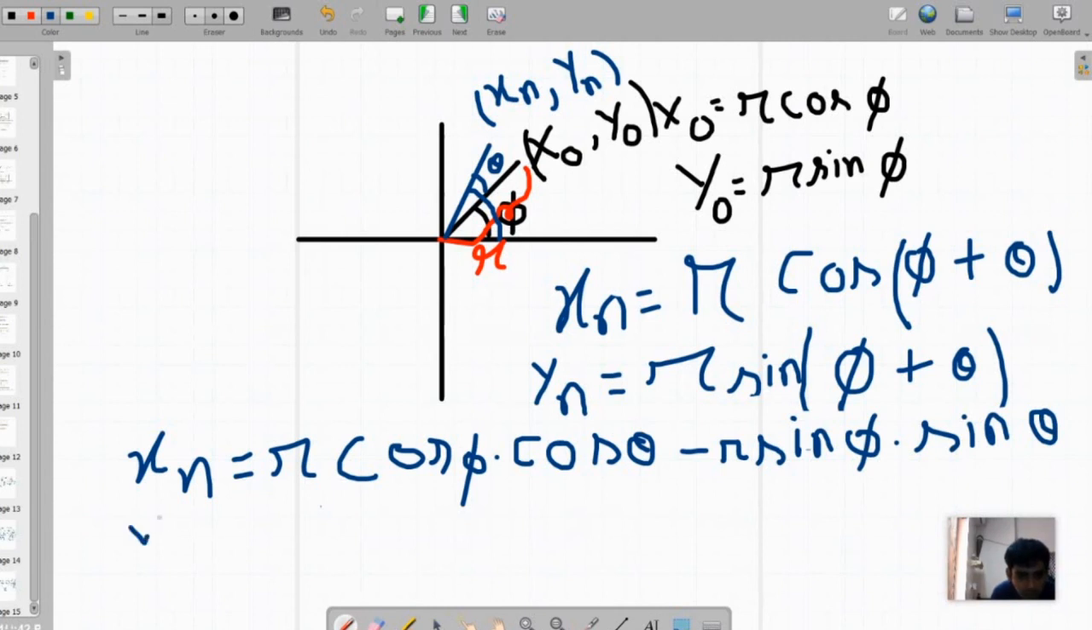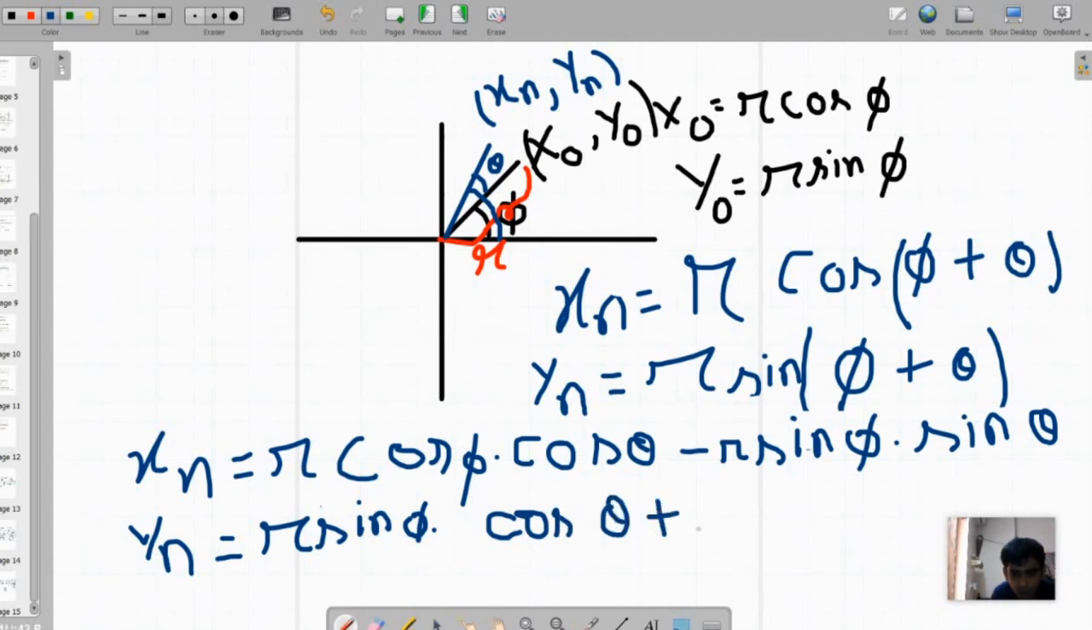Similarly, if you break down y new, then y new becomes r sin phi multiplied with cos theta plus r cos phi multiplied with sin theta.